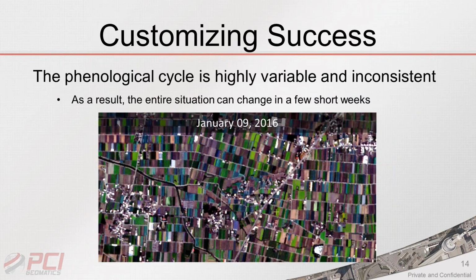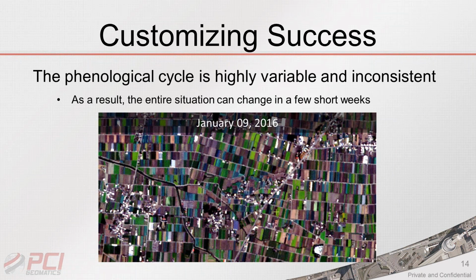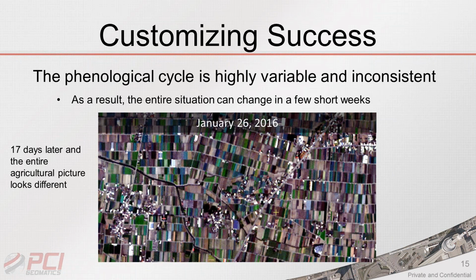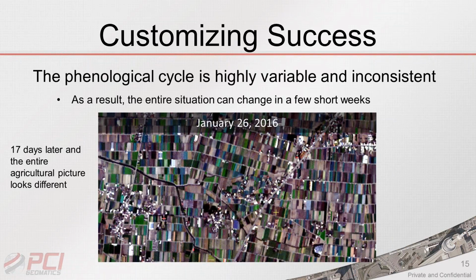Another challenge that they face is that the cycle is highly variable and can change very, very quickly. If we look at what this agricultural picture looks like on January 9th of 2016 and compare it to just 17 days later, you can clearly see a completely different agricultural picture taking place. Some farms are farther along in the phenology of their crop, and other farms have perhaps even changed or cultivated the crops that they were growing. So this adds to the challenge as well.